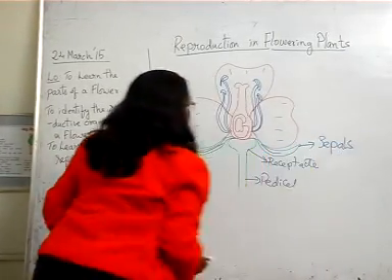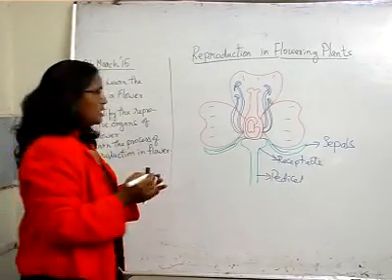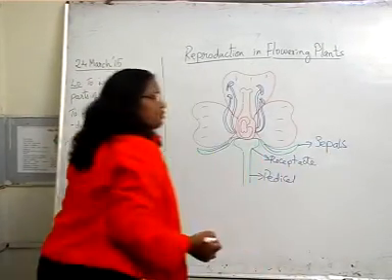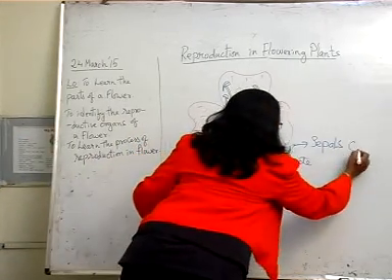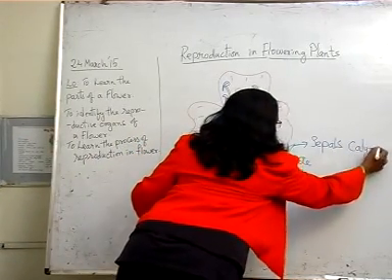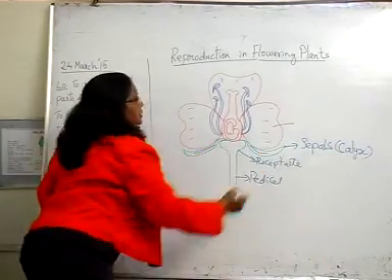Sepals protect the flower when it is in bud stage. Now, these sepals form a ring-like structure called the calyx. So, they are also called calyx, and you can see the big petals over here.